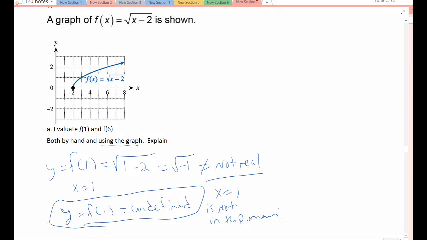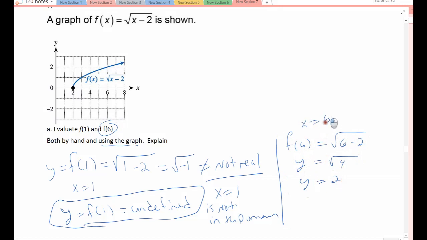All right, now look at the other one. So now f of 6. So x is the 6 value, square root of 6 minus 2. So what's the y value? Square root of 6 minus 2 is 4. Square root of 4 is 2.